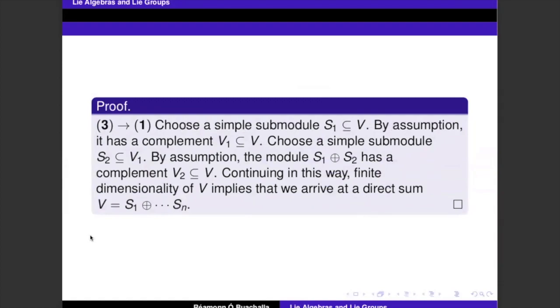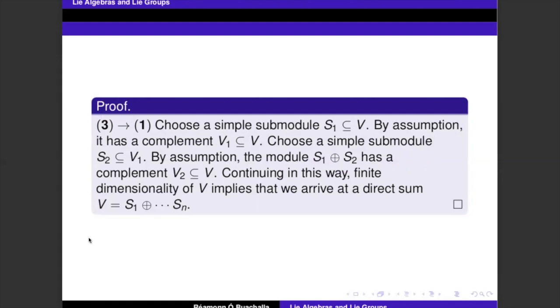Now, to move on to the last part, we've now shown that 1 and 2 are equivalent, and we've shown that 2 implies 3. Now to show that everything is equivalent, we want to go back. We find it a little bit easier to show that 3 implies 1. Well, it's actually more or less the same thing. 3 implies 1 or 2, whichever, it's the same. So choose a simple submodule, S sub 1, inside of V. Of course, we can always do this because V decomposes into a direct sum of simples, because by assumption it's semisimple. Now this automatically has a complement by 3, by our assumption.